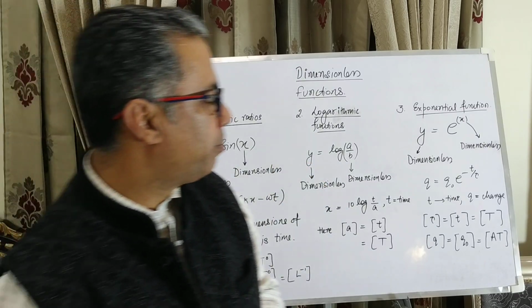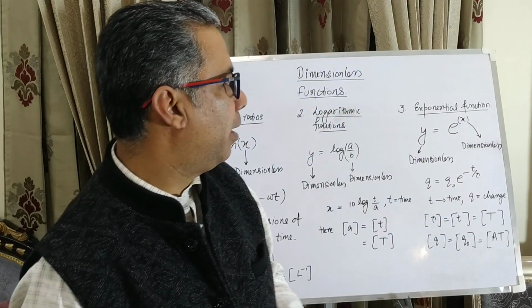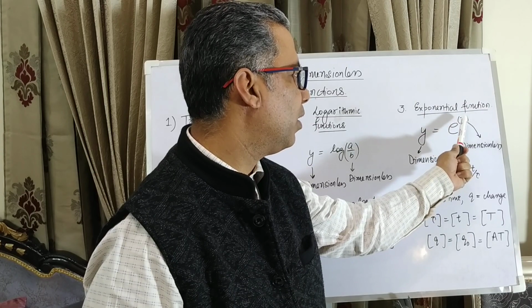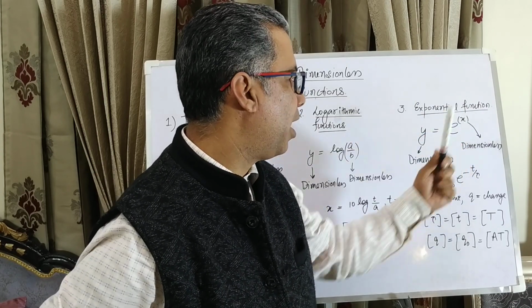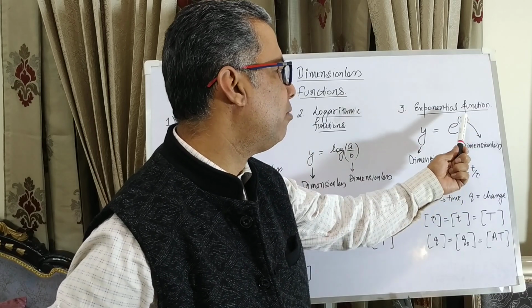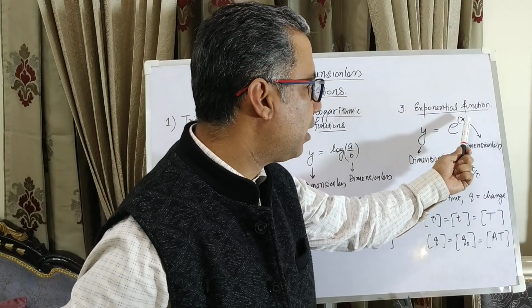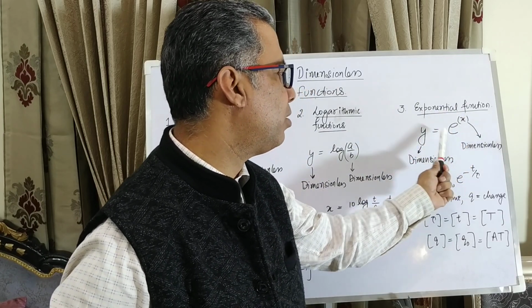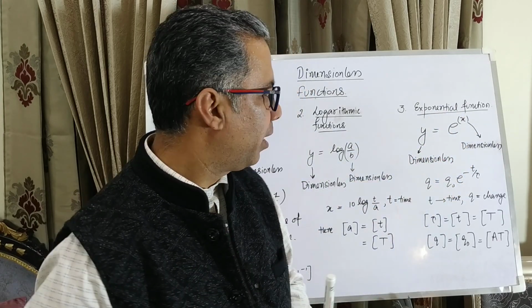Similarly, we have exponential functions. In exponential functions, the exponent is always dimensionless. e is of course a constant, and x is an exponent, variable exponent. This exponent has to be dimensionless. Also the value of the exponential function must be dimensionless.